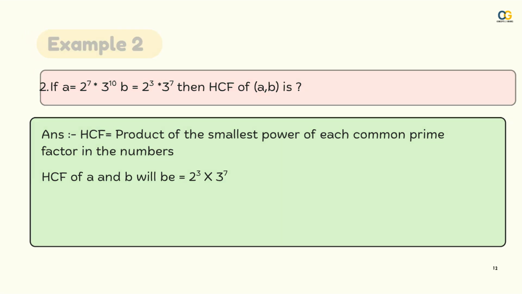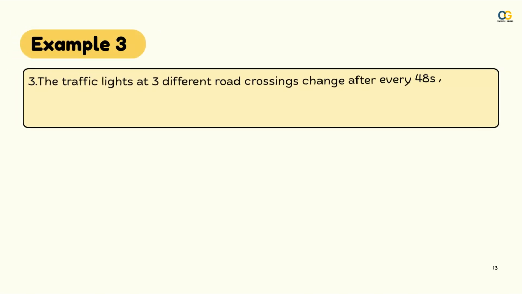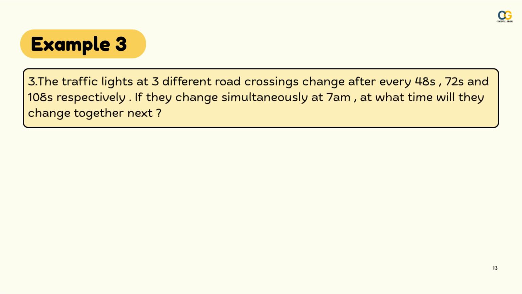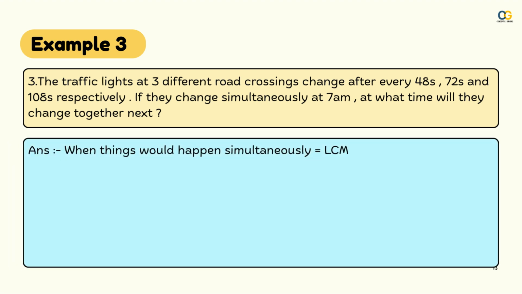Coming to the next question. The traffic lights at different road crossings change every 48 seconds, 72 seconds and 108 seconds respectively. If they change simultaneously at 7 a.m., what time will they change together next? If the question is asking when things would happen simultaneously again, we need to go for LCM.